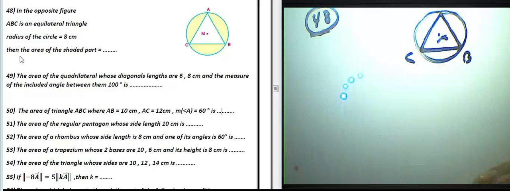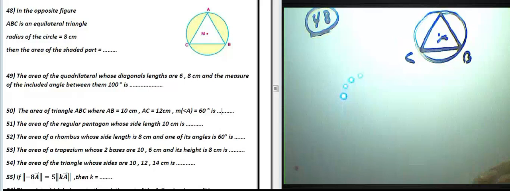8 centimeter, then the area of the shaded part equals? Look at the circle. If you get the area of segment CD and multiply by 3, you will get the area of the shaded part, because we have here 3 parts equal in area, and you know the measure of the circle equals 360.